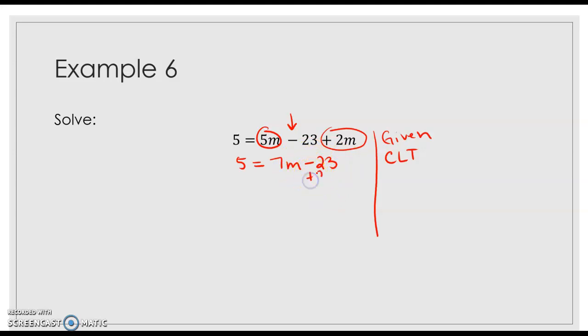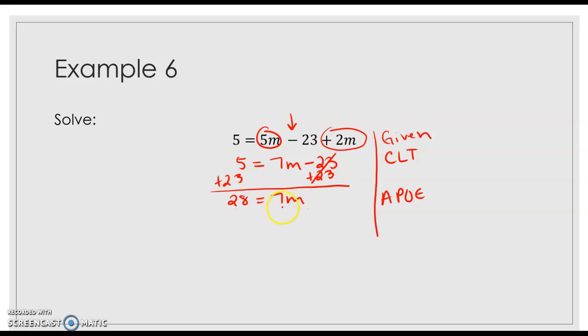From here, it's now just a 2-step equation, and so since this is minus 23, I'm now going to add 23 to both sides. So plus 23 plus 23, and in order to do that, that is our addition property of equality, so APOE allows us to do that, and 5 plus 23 is 28. So I end up with 28 equals 7m.